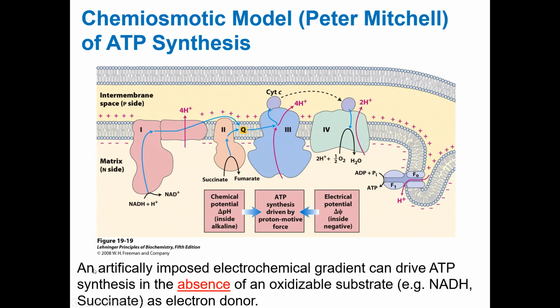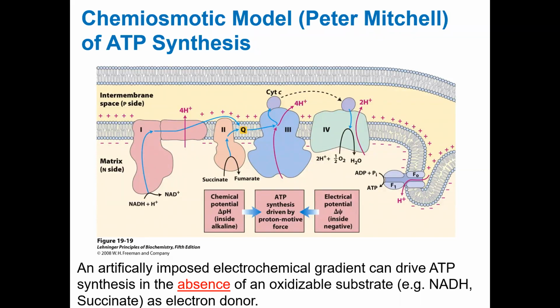So that's what an artificially imposed electrochemical gradient can drive: ATP synthesis in the absence of oxidizable substrates as electron donor. And that nails this chemiosmotic model of ATP synthesis that Peter Mitchell proposed. How cool this is, think about it, right? We didn't discuss how you can create an artificial electrochemical gradient in the intermembrane space, but it's not something that we should worry about in this class.